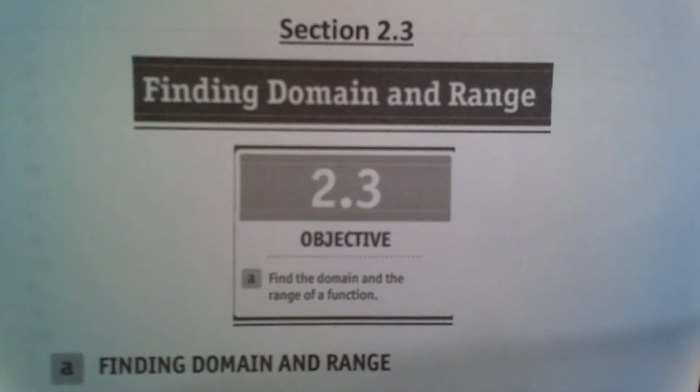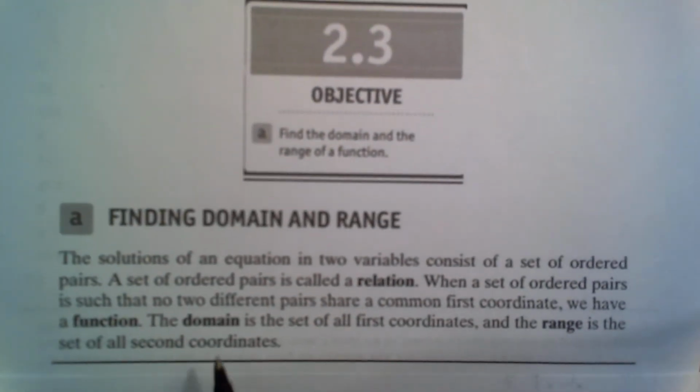This is the beginning of section 2.3. It's about finding domain and range of a function. The solution of an equation in two variables consists of a set of ordered pairs, and a set of ordered pairs is called a relation. And we discussed that in section 2.2.